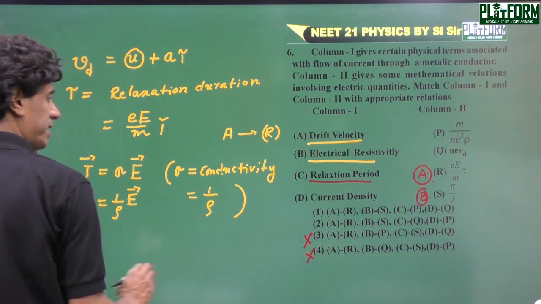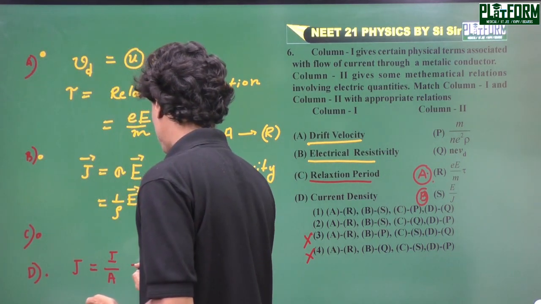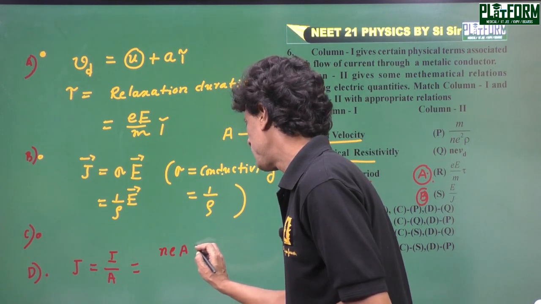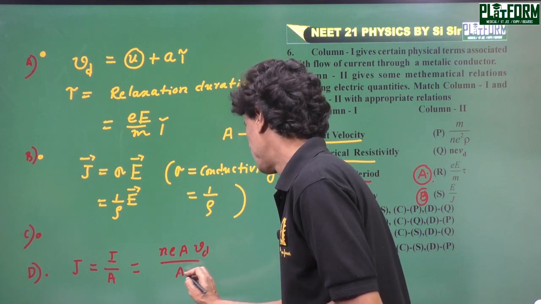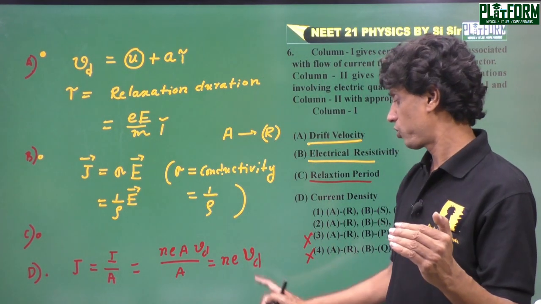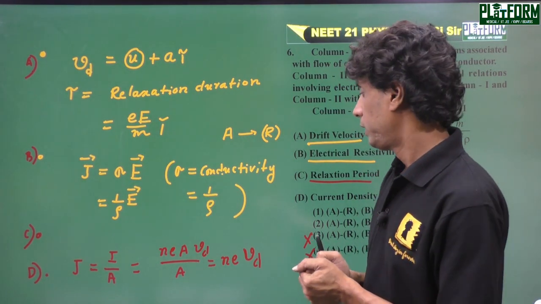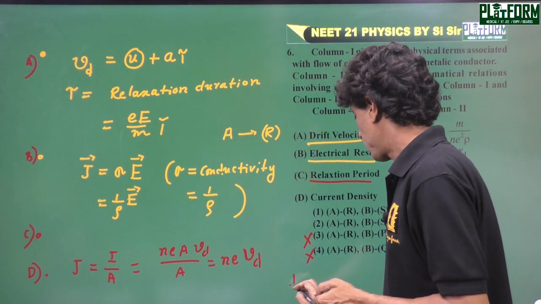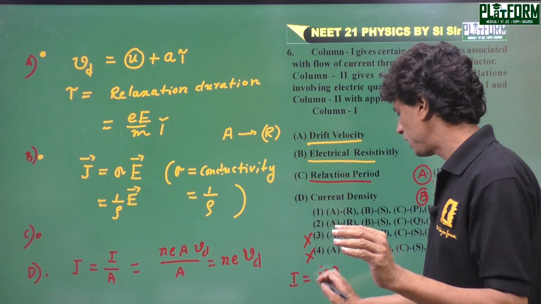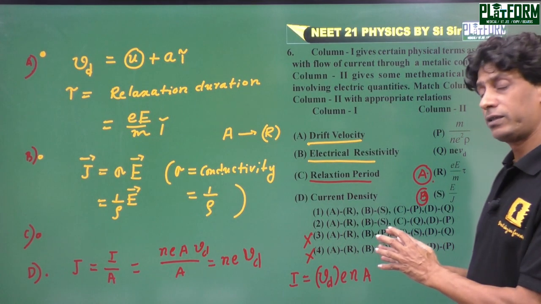If we check the current density, J equals I by A, and I means n e A v_d, so J is n e v_d. n is the number density of electrons, e is the charge of electron, and v_d is the drift velocity. Actually, current is equal to n e v_d A. You can say electric current through a conductor. You can remember this equation easily, current through conductor.